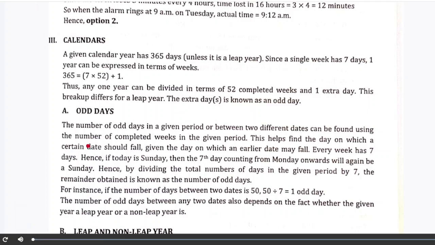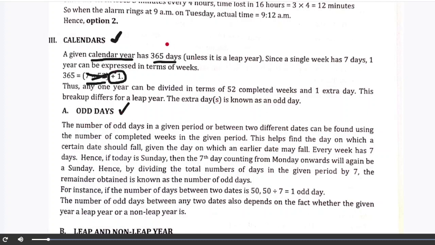After the clocks, the important topic we have is calendar. Now, what is a calendar? Please understand that in a normal calendar year, an ordinary one has 365 days. If I divide it by 7, to find out the number of weeks, I get 52 weeks and 1 day. Now we have nothing to do with the weeks. My only task is with the extra days, which we also call odd days.